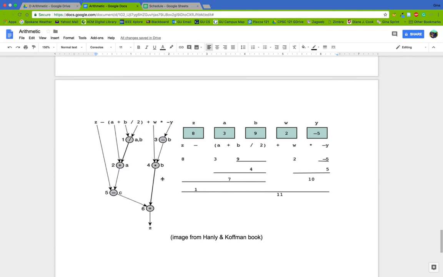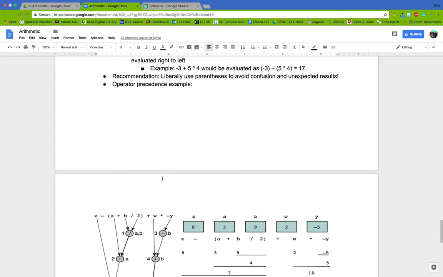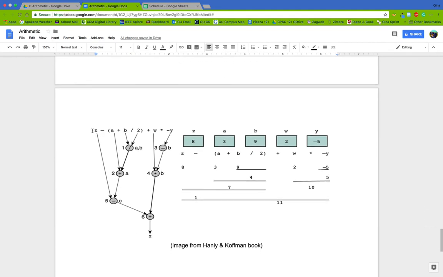And lastly, here's a more complicated example that I highly encourage you to work through. So say we have this expression z minus paren a plus b divided by 2 paren plus w times negative y, and here are your values, which are all integers. You can work through this and evaluate the result for z. It'd be a really good exercise to evaluate the result that this would be perhaps printed or assigned to, if part of a cout statement or an assignment expression.